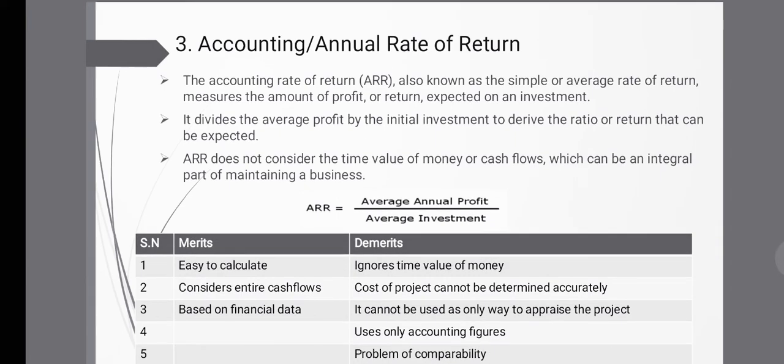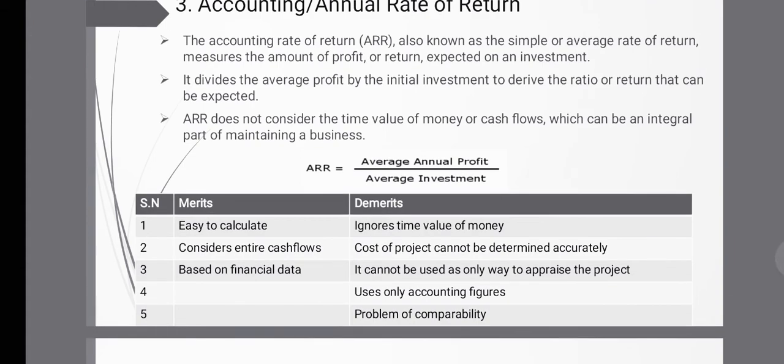What are the merits? It is easy to calculate. It considers entire cash flows. It is based on financial data. Demerits: it ignores time value of money. Cost of project cannot be determined accurately. It cannot be used as the only way to appraise the project. It uses only accounting figures, and there is a problem of comparability, because accounting principles may vary from firm to firm.